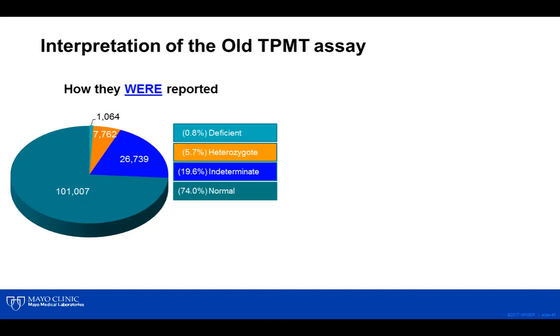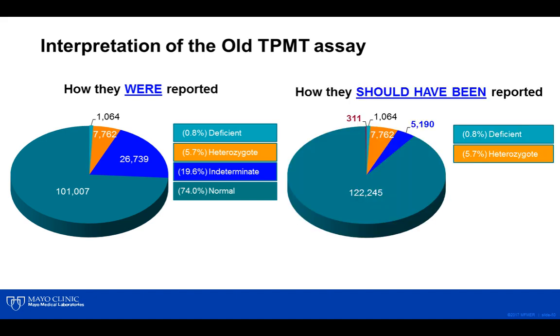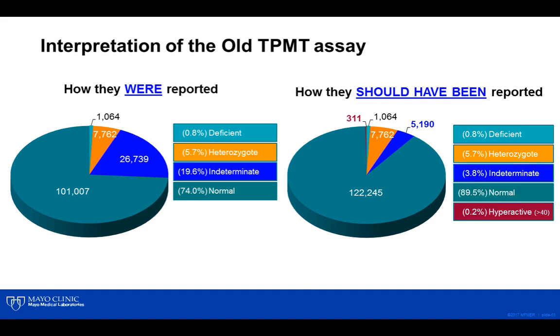This pie chart shows how the 136,000 cases were reported. The proportion of deficient cases was almost triple of what it should have been. Heterozygotes were about half of what was expected, but most importantly, a real large proportion of cases were reported as low normal or indeterminate. Accepting the criteria of monogenic distribution and leaving unchanged the proportion of deficient and heterozygote cases, the proportion of indeterminate cases should have been much lower than almost 20%.